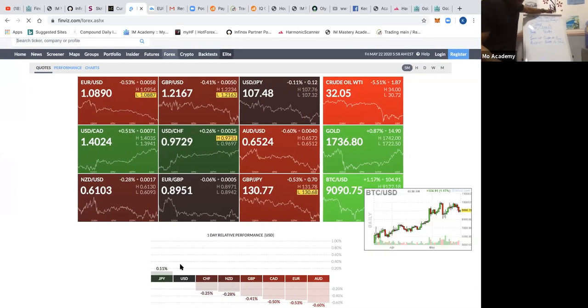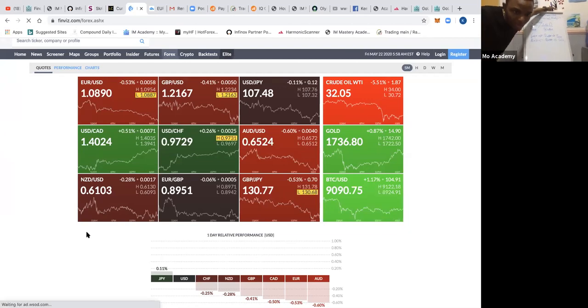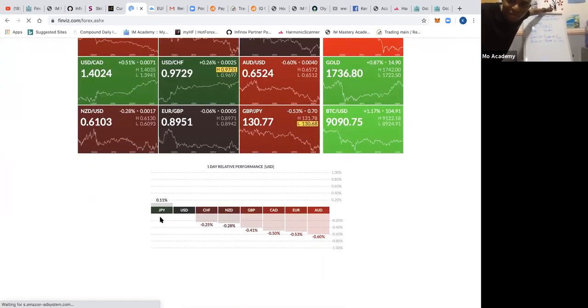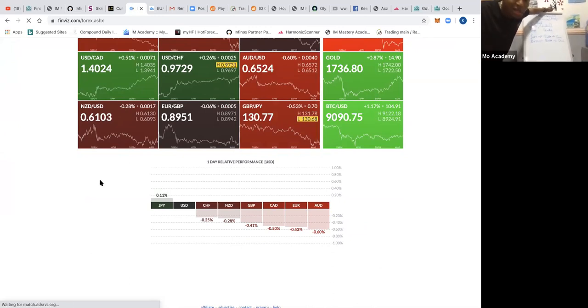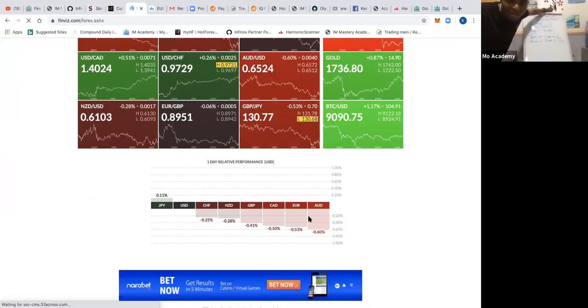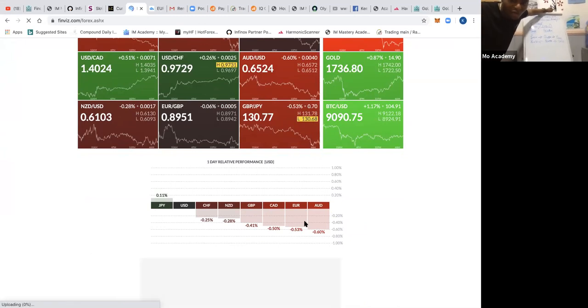Oops. Wow, made some money in Bitcoin. I bought Bitcoin at 8,900 yesterday. I've not checked it, but what I'm seeing here, made some money. I've already made money.